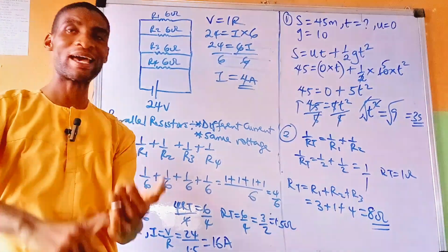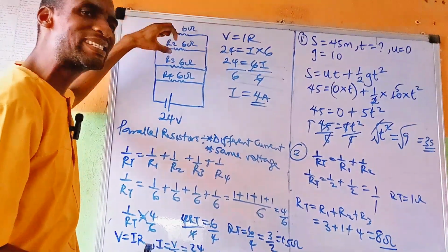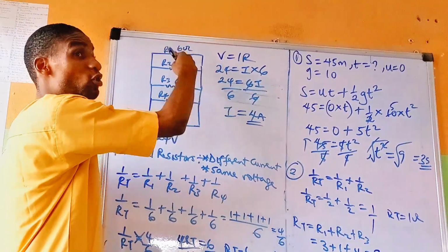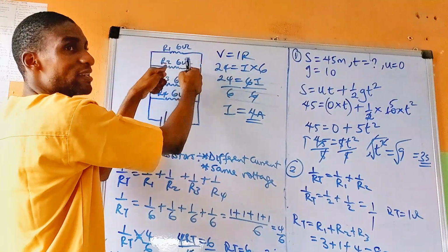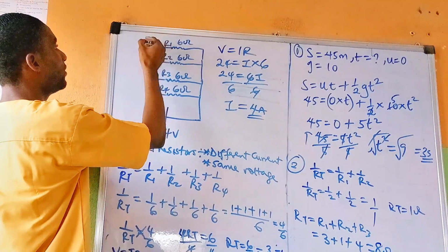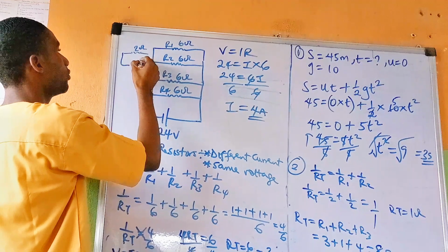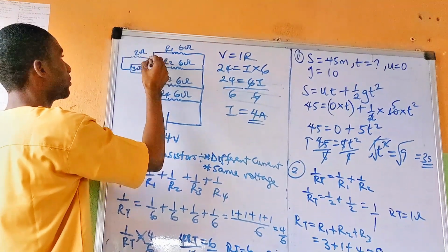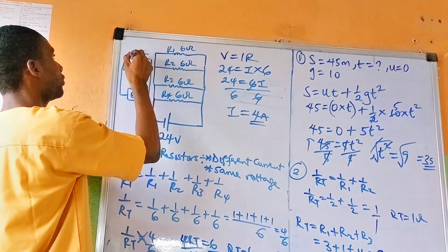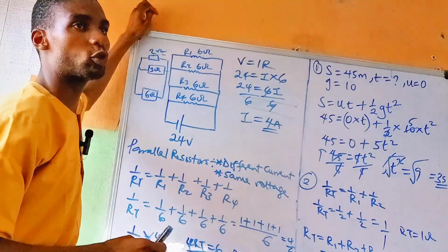So let me emphasize on this once again. When you see resistors in parallel, same voltage passes through but different current. Now, the reason why we are having the same current is because the value of their resistance is the same. 6 ohms, 6 ohms, 6 ohms, 6 ohms. Maybe if we had something like 2 ohms in parallel to 3 ohms, in parallel to 6 ohms. If you had a situation like this, the same current will not flow through. Why?